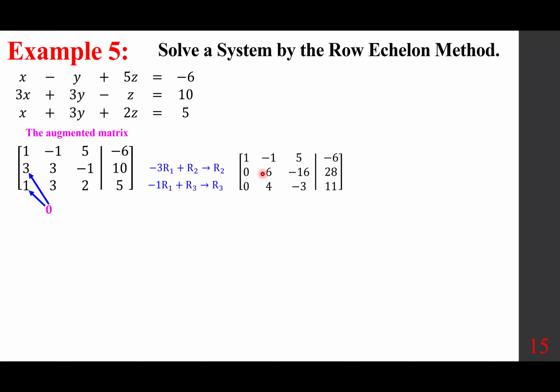Now, so the first step, make this one 1. The second step, make this one 0. The third step, make this one 0. And you could do that in one shot. The next step is to go to the next column, and very first thing, you make this entry 1. That's your first step.